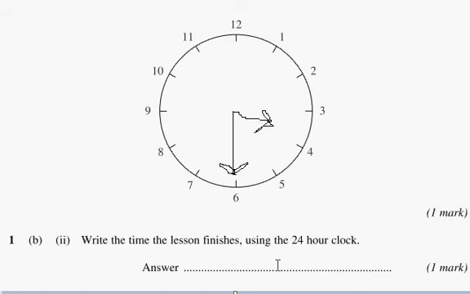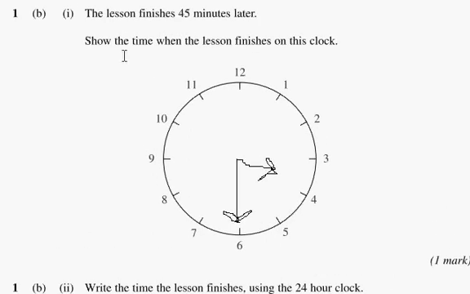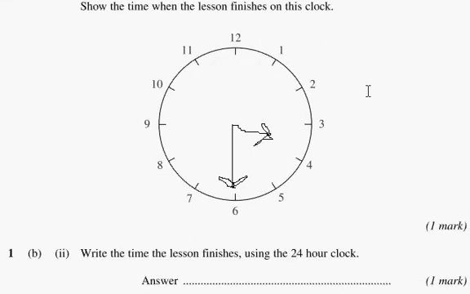The question is asking you to write the time that you have drawn on your clock, the time that the lesson finishes, which you were told in part 1 was 45 minutes after the original time, and you've drawn that onto your clock. So it's asking you to write using the 24-hour clock the time that you have already drawn onto your 12-hour clock. To do this, you first look at the hour hand.